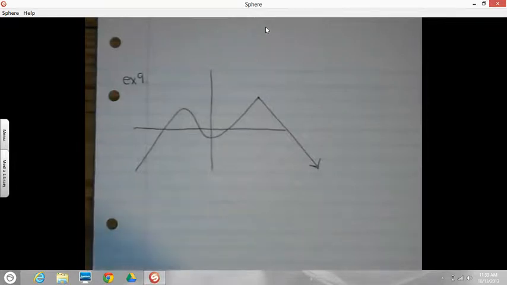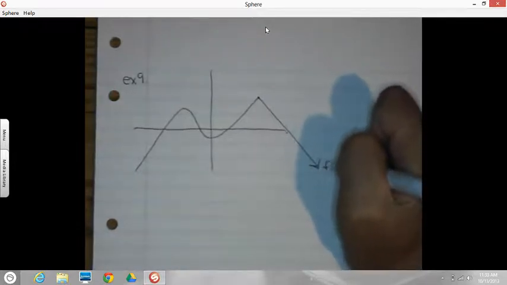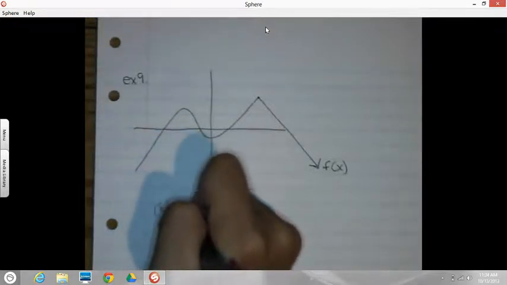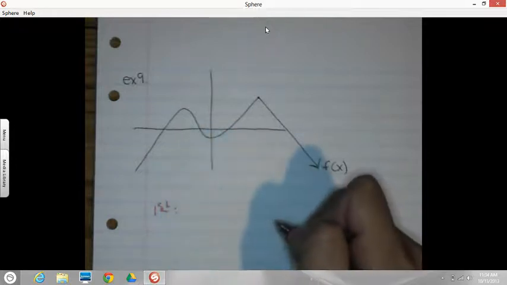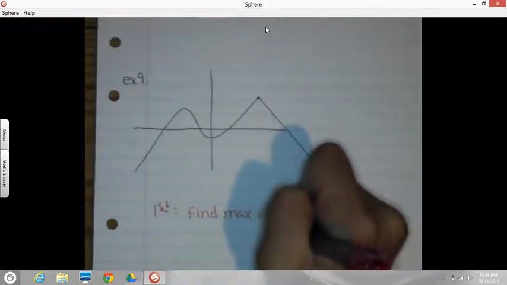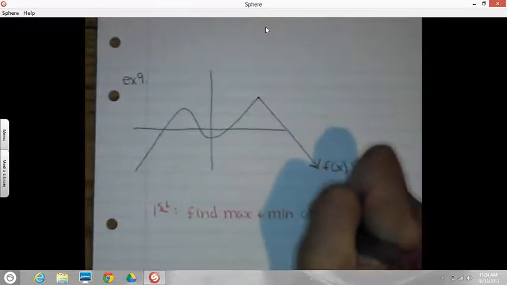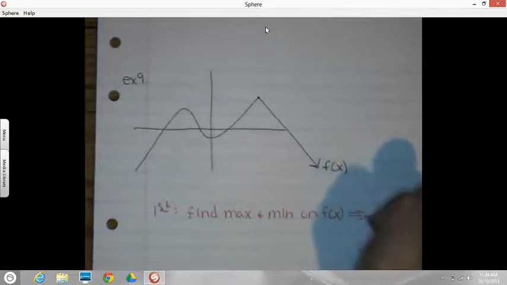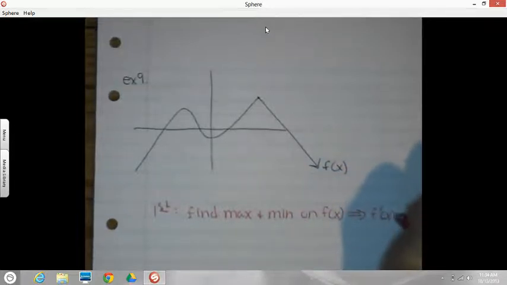Okay, so there's our original function. Now we're going to sketch reasonably the derivative. So the things to remember, the first thing you should do, find all the max and mins, because you know that the derivative is 0 at each of those spots. So find max and mins on the original function. Then you know that the derivative values equal 0 there.